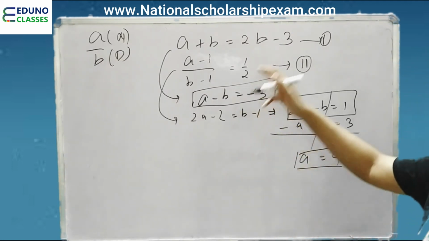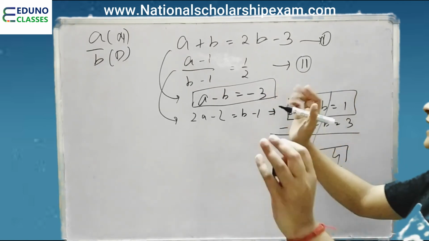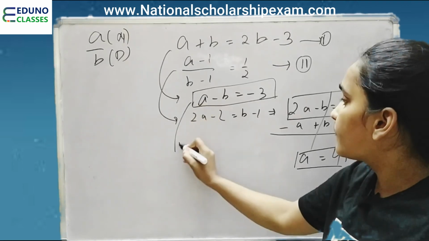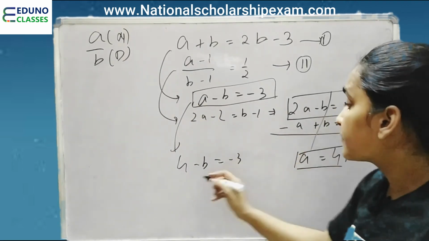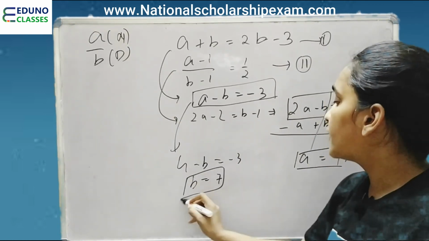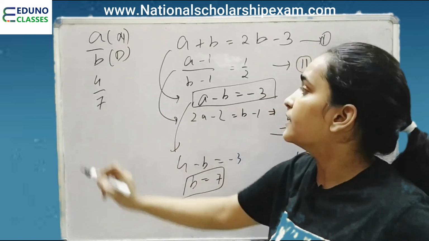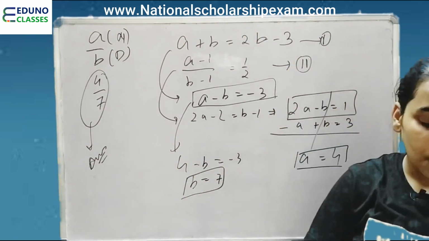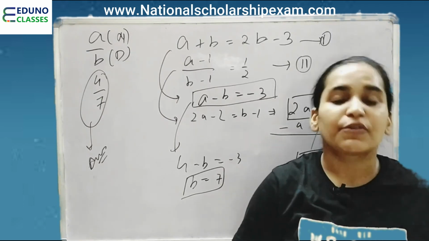Put a is equal to 4 in any of these 4 equations. For example, I am putting it here. a is equal to 4, so 4 minus b is equal to minus 3. b becomes 4 plus 3, which is equal to 7. What is our fraction? Our fraction is a by b. a is 4 and b is 7. So this is our answer. This is how we solve questions based on linear equations problems. Thank you very much for watching our video.